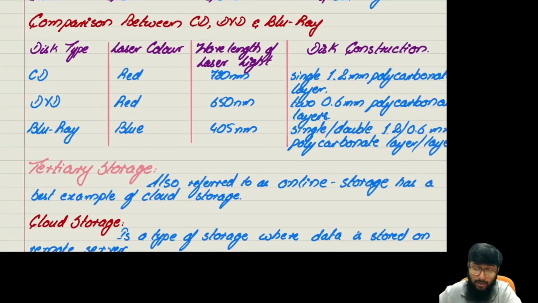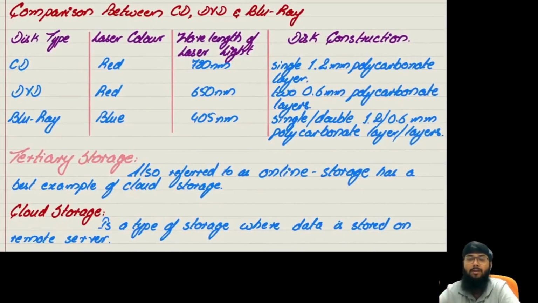Now coming towards the Blu-rays. Data is read with a blue laser light. The wavelength, or the distance between two bumps, is 405 nanometers. Over here it might be a single 1.2 millimeter polycarbonate layer, or a double 0.6 millimeter polycarbonate layer.